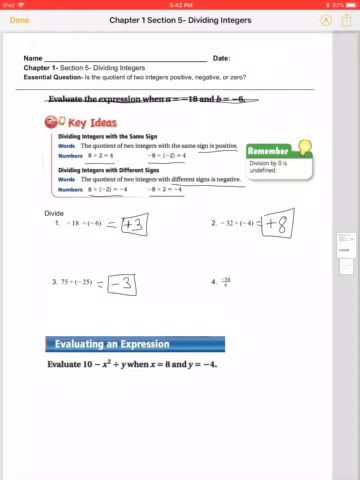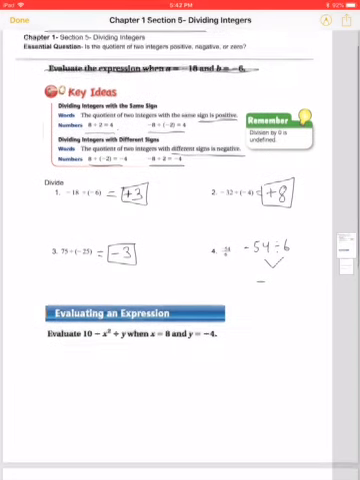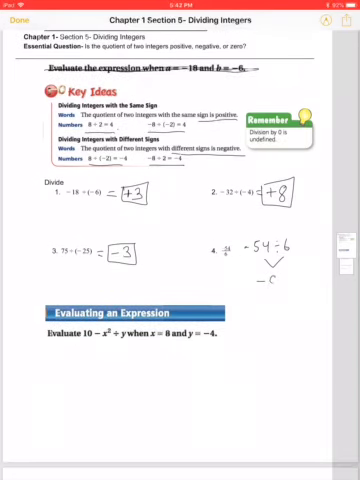Number 4 here, remember anytime I see a fraction, that means division. So this is the same thing as saying negative 54 divided by 6. So either way you can look at that and kind of tell that it's division. So negative 54 divided by positive 6, they are different signs, so my answer is negative. 54 divided by 6 gives me a 9. So my answer is negative 9.